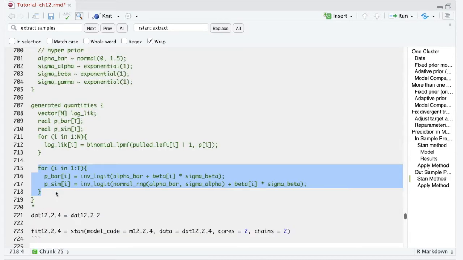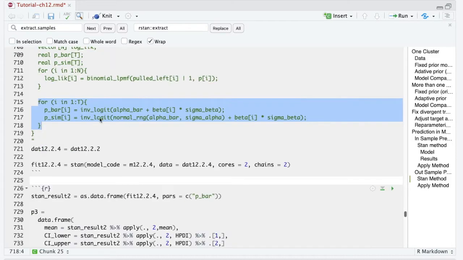In the generated quantities block, if we want to make a p bar prediction, we only need to use alpha bar to represent an average chimpanzee. And for the p sim prediction, we randomly draw a sample from the normal alpha bar, sigma alpha distribution for each prediction. With these two extra lines, Stan will calculate the p bar and p sim and store the results in the output file.